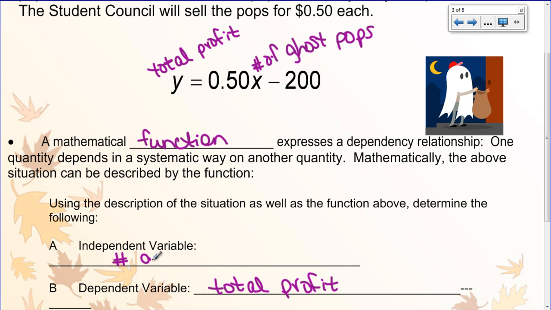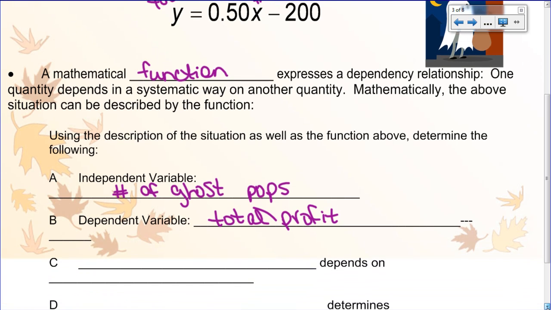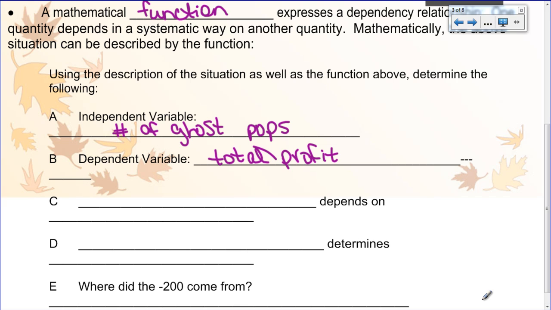So the independent variable is the number of ghost pops, because that's the thing I need to know in order to answer what the total profit is. So the total profit's dependent because I must know information. There's something I have to know to answer it. So we're going to write that as a dependent statement. We're going to say the total profit depends on the number of ghost pops.